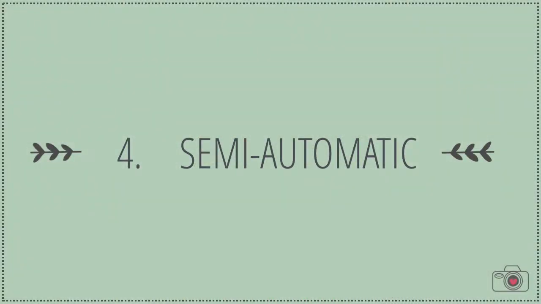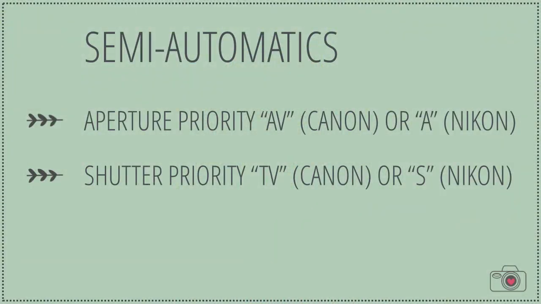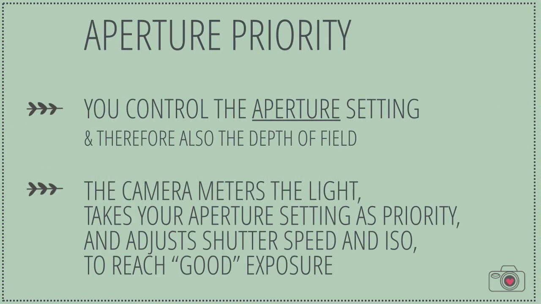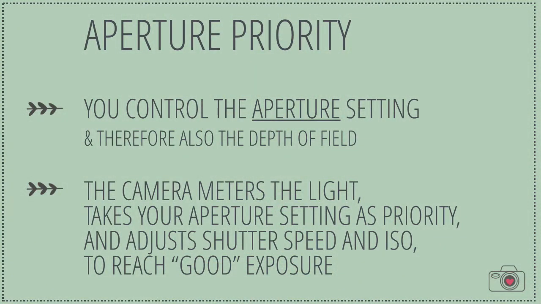Semi-automatic is basically the way forward. I would recommend you to use one of the two semi-automatic modes, and we have aperture priority and shutter speed priority. Aperture priority, as the name already suggests, lets you control the aperture settings. So you can control how much depth of field you want, or what kind of depth of field you want, whether you're in a landscape situation, whether you want to have a portrait situation, whatever it is, you control the aperture setting. And then the camera basically knows that you want to do that. So it meters the light for you and adjusts the shutter speed and the ISO accordingly.